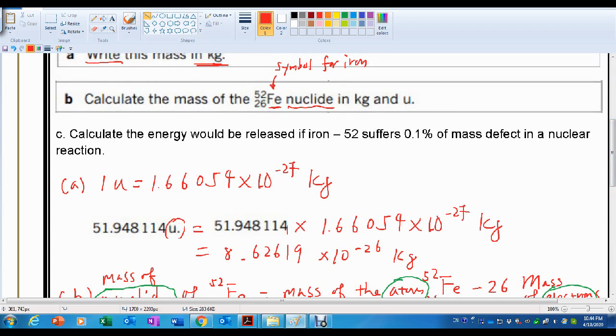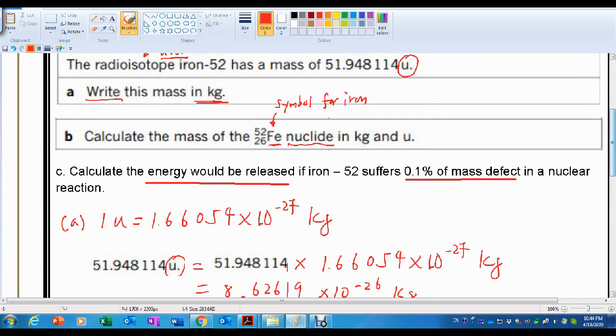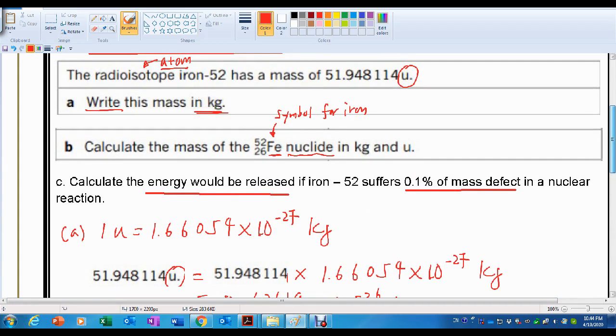So that's another part. I add this part because that will help you to do your homework. Calculate the energy that will be released if iron 52 suffers 0.1% of mass defect. If that's mass defect, why would there be energy released? Because we know mass defect will turn into energy released, right? So we are going to use Einstein's formula. So delta M is 0.1% of mass defect in a nuclear reaction.